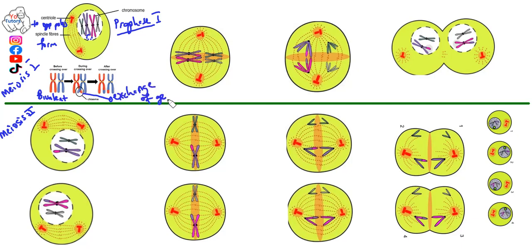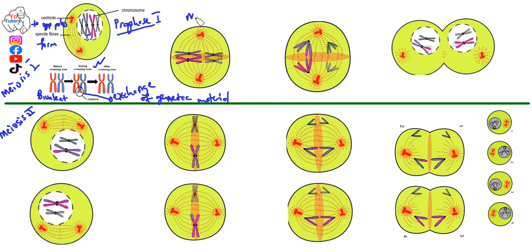So it's an exchange of genetic material. And what do we call that? We call it crossing over. After crossing over, we can see that your chromatids have got mixed genetic material, one from the mother and the other from the father on one chromatid. Okay, that's what happens during prophase 1.